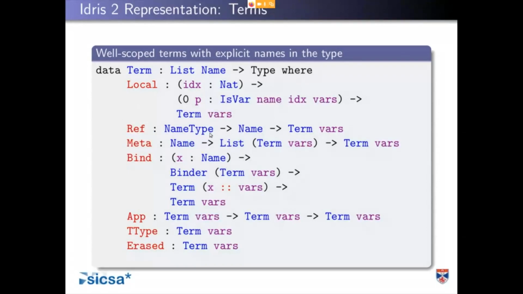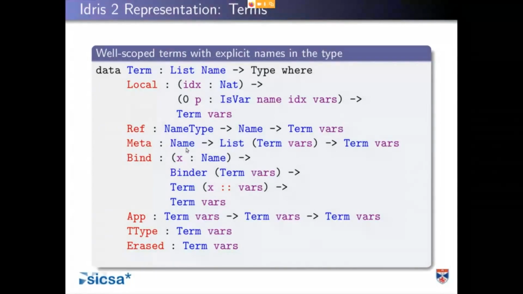We also have global references. It's got this additional annotation of name type. This is mostly there because it's useful to know just by looking whether something is a data constructor, a type constructor, or a function. It actually does make a difference to the performance of evaluation just by avoiding a lookup. It's a very small difference, but a difference nevertheless. We'll not worry about this too much today, but just to point out that it exists. We'll worry about this when we get to unification.